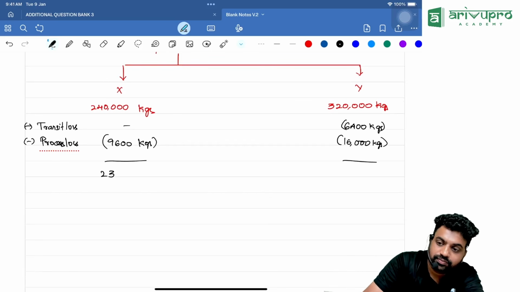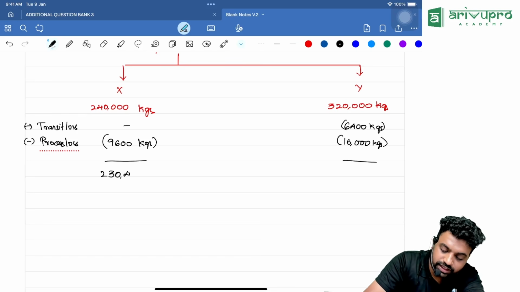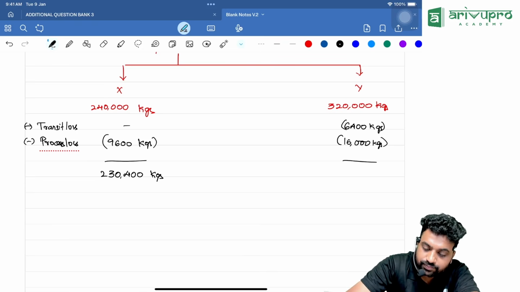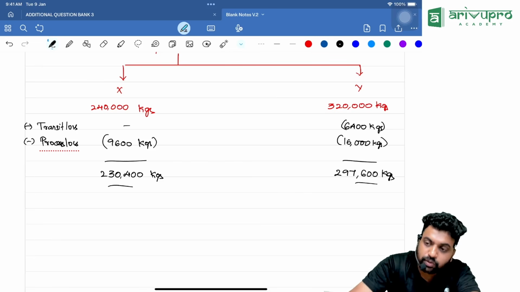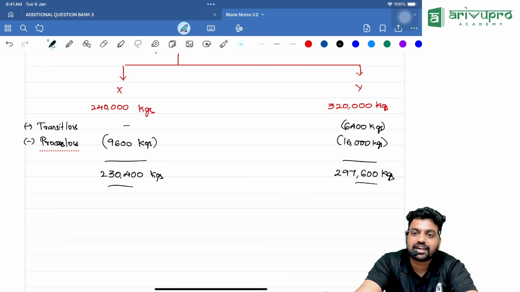Two lakh 30,400 kgs. Next one, 2,97,600 kgs. That is, cost should be apportioned to these many units. Agreed? Yes or no? Wrong.